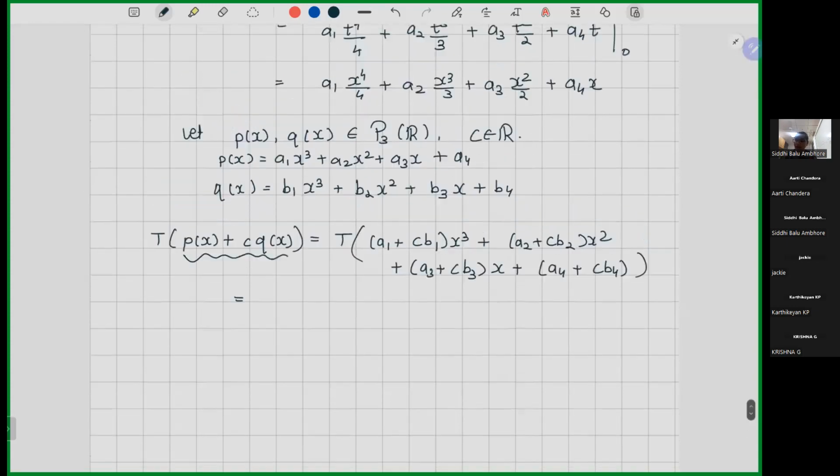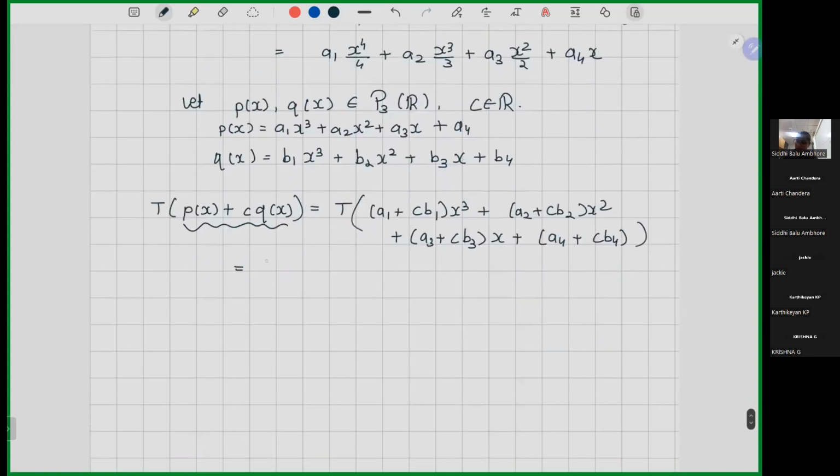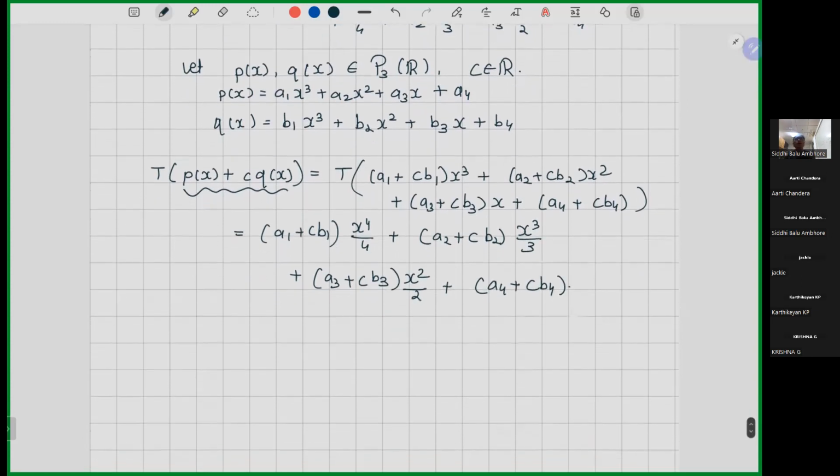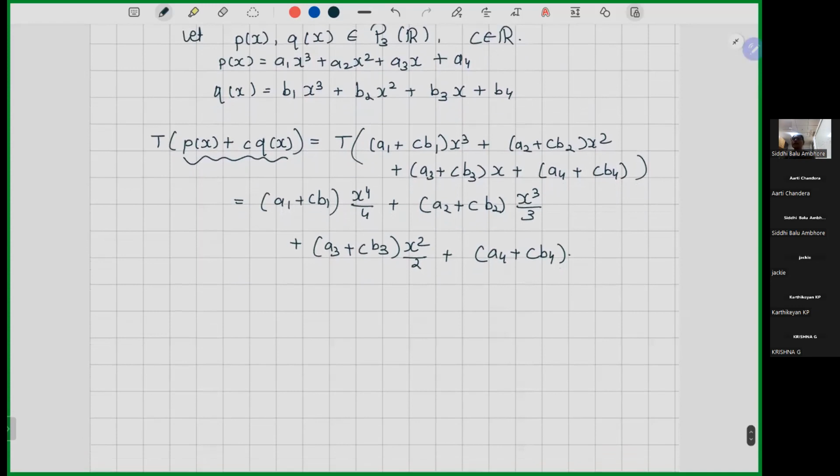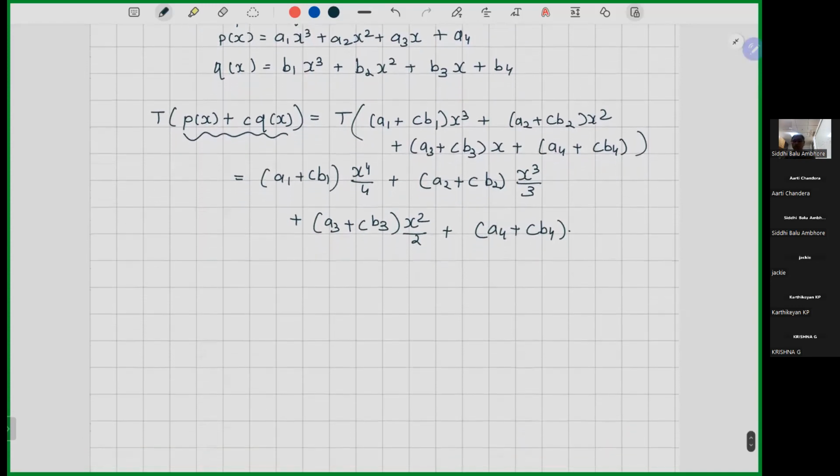And now I know how it looks. So it is just (a1 plus c b1) x power 4 by 4 plus (a2 plus c b2) x cube by 3 plus (a3 plus c b3) x square by 2 plus (a4 plus c b4) x. Is this okay so far? I'm just evaluating the map T at this element P plus cQ of x.